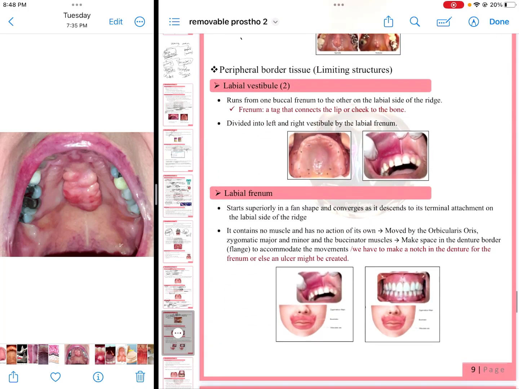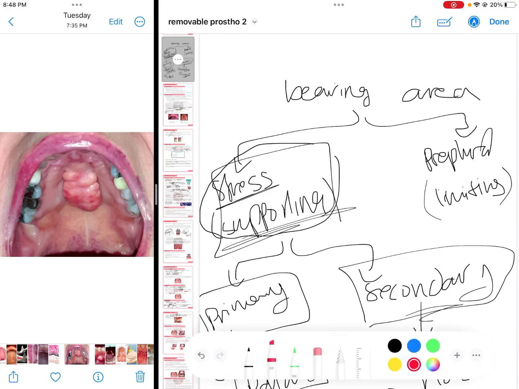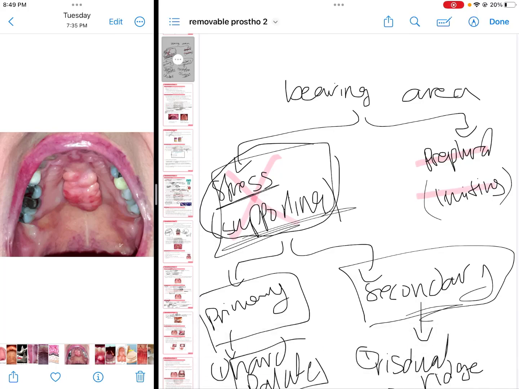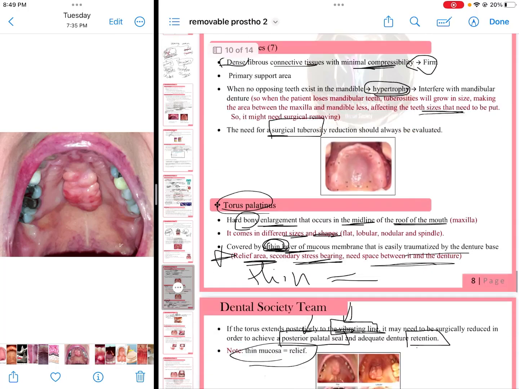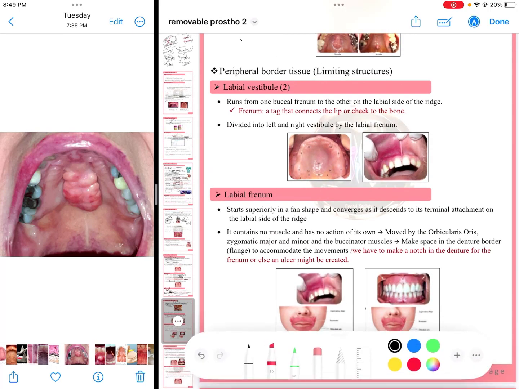Now we finished the supporting part. We talked about the bearing area, the supporting area. We finished this. Now we are going to talk about the peripheral, the limiting areas. This is all about the maxilla. We didn't mention the mandible. So now the peripheral border, the limiting structures: we have first the labial vestibule.